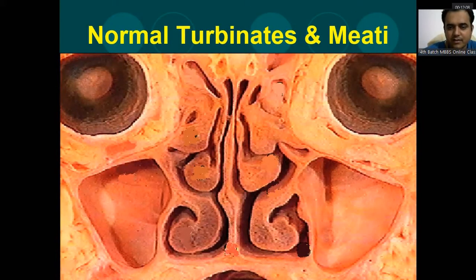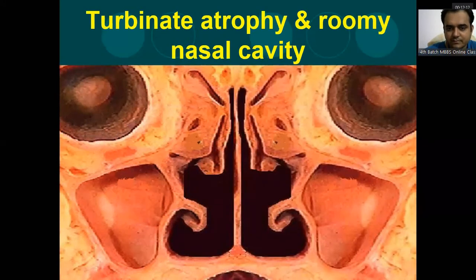Here, the nasal cavity is so full, right? Fuller. And here, look. Because there is so much space, it is so wide, you can see the back of the nasopharynx. And the turbinates have atrophied, right? So it appears like this.